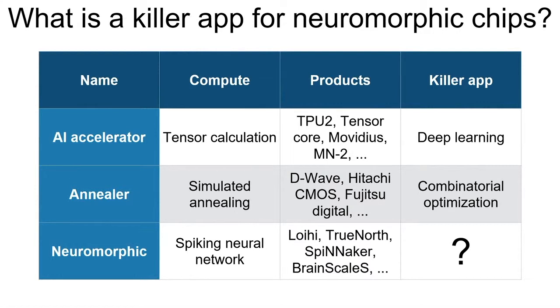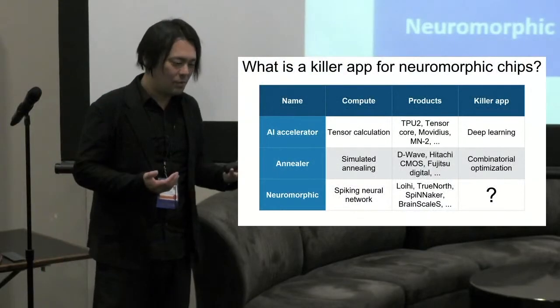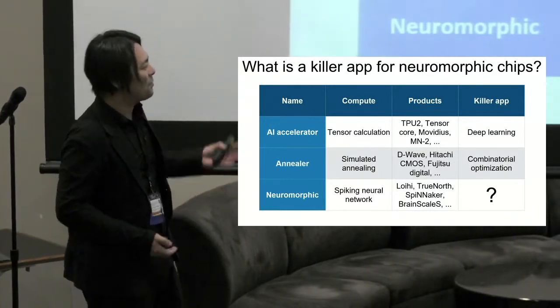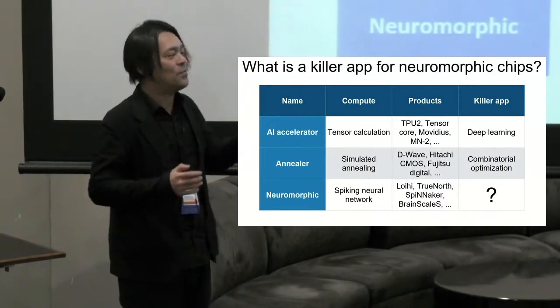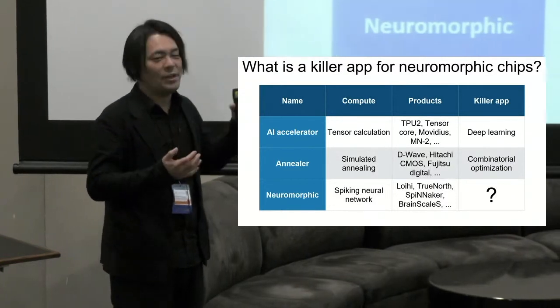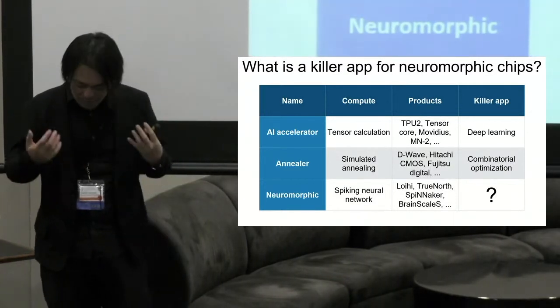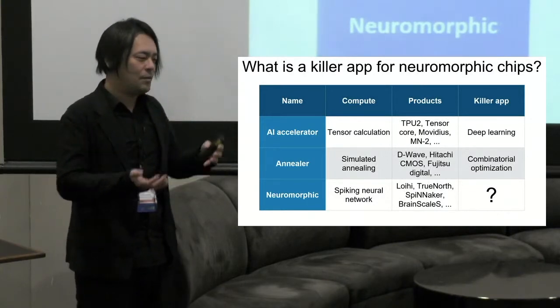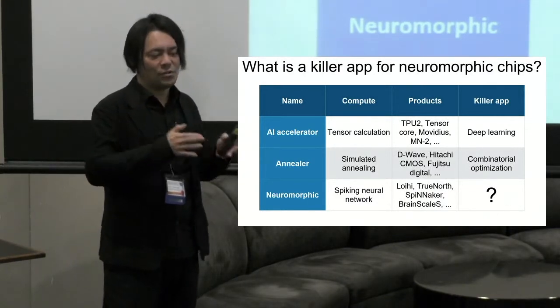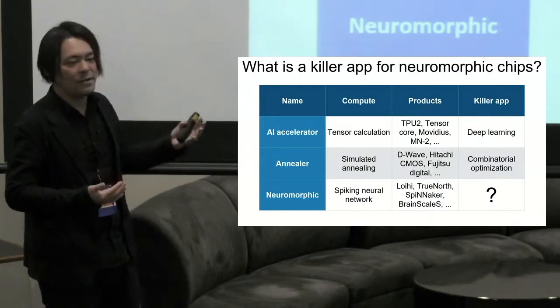The second category is what we call annealing chips. The annealing chips compute simulated annealing, and the killer app is, of course, combinatorial optimization problems. And the third category is our neuromorphic chips. The neuromorphic chips can build and simulate spiking neural networks, and the spiking neural network can do anything. For example, a spiking neural network can simulate deep neural networks, solve combinatorial optimization problems, simulate reservoir computing, associative memory, and so on. So anything can be done by a spiking neural network.